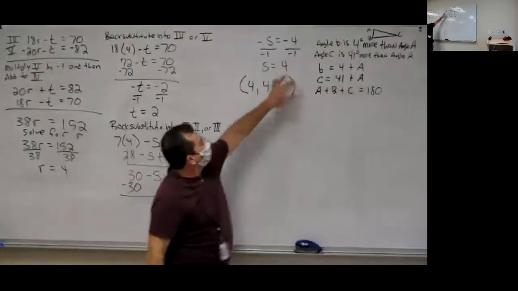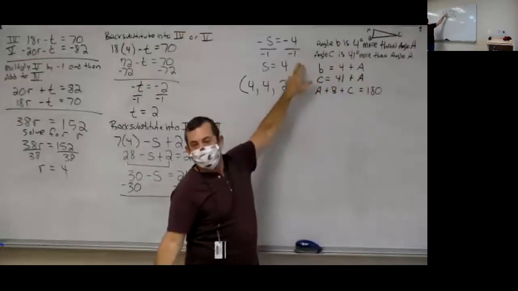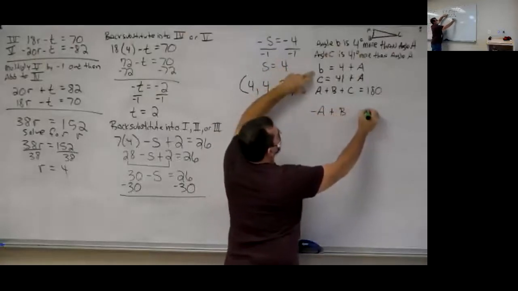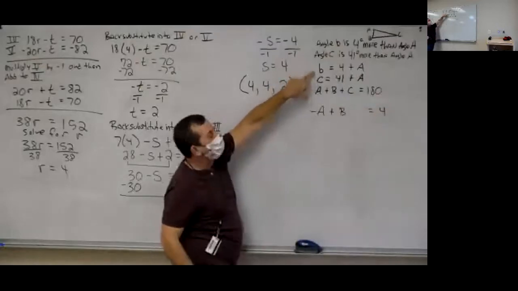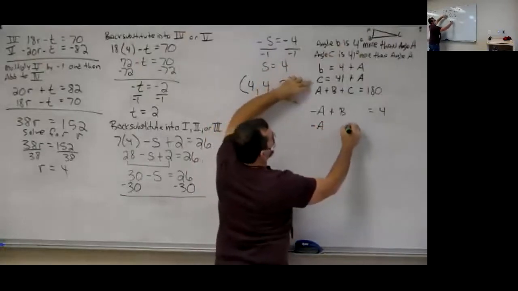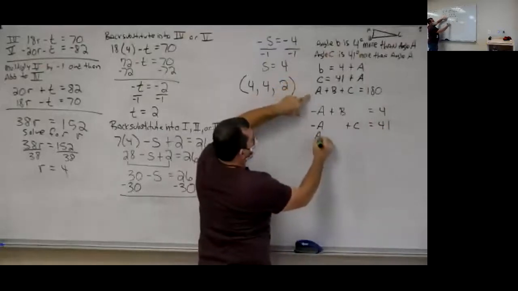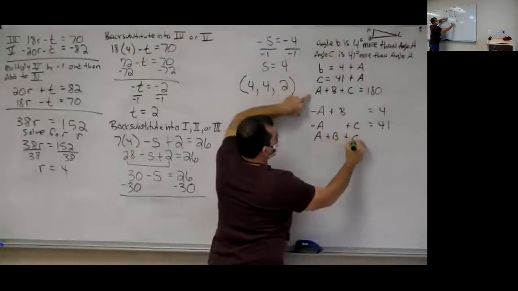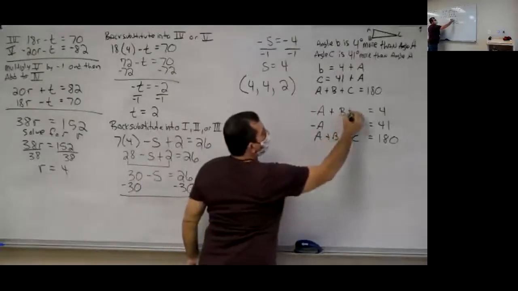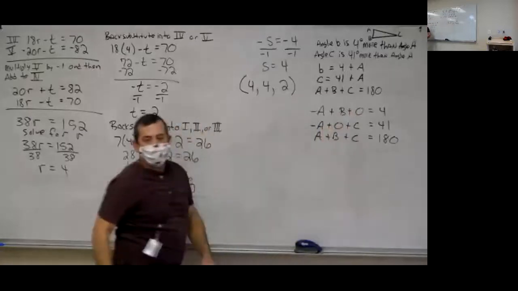Now, what I'm going to do is these need the A's brought on this side. So to move an A from one side to the other, you just subtract it, okay? So that'll give me a negative A plus the B equals 4. This one, you move the A over. It will give you a negative A plus the C equals 41. And then we know that A plus B plus C equals 180. So now, you don't have nothing here, it's like a 0.